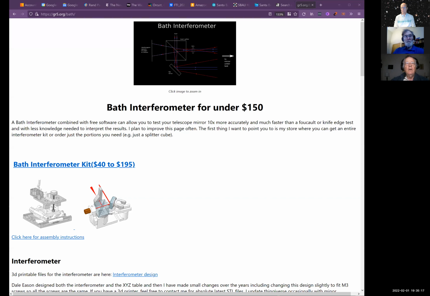So let's see here. Let me just, as I talk to you, oops, something's in the weeds here with my program. Okay, hold a second. Inverted. Just showing the bath interferometer kit there to Bruce. Bruce, have you seen this one before? No, I haven't.